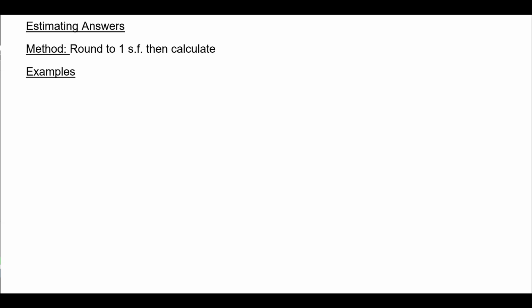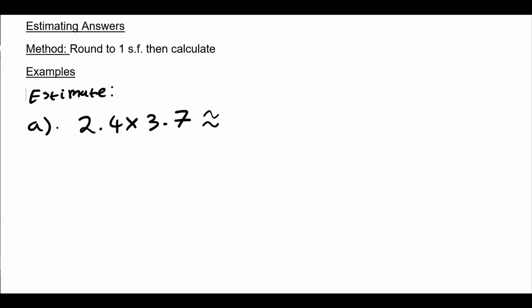For example, if I asked you to estimate 2.4 times 3.7, I would first use a wavy equal sign, like this, and I would round each of the numbers in the calculation to one significant figure. 2.4 to one significant figure is going to be 2. 3.7 to one significant figure is going to be 4, so I have to do 2 times 4, which gives me an answer of 8.